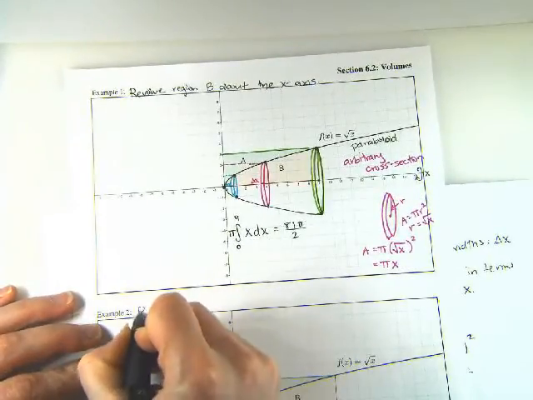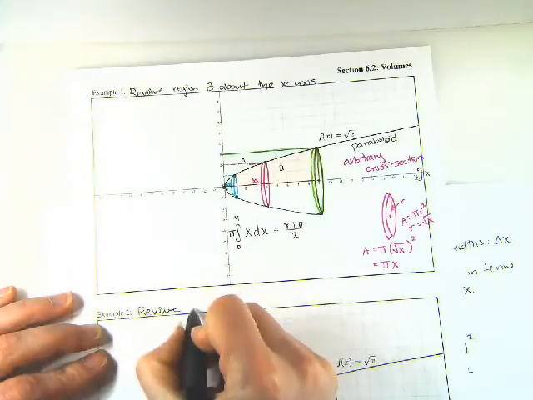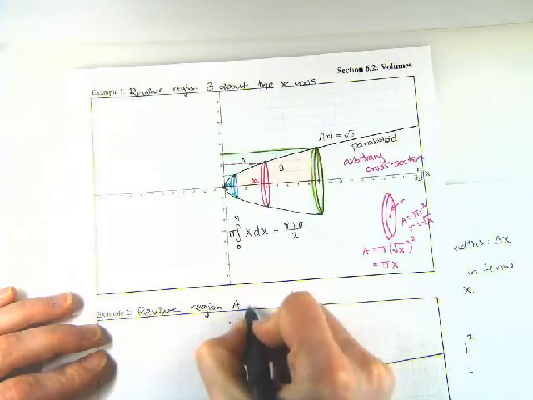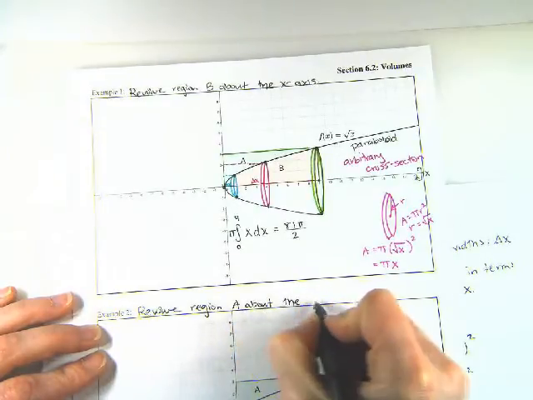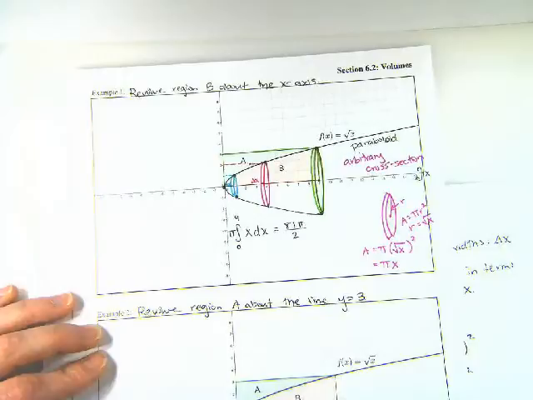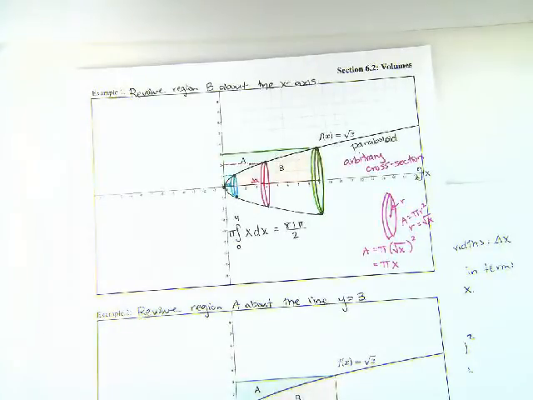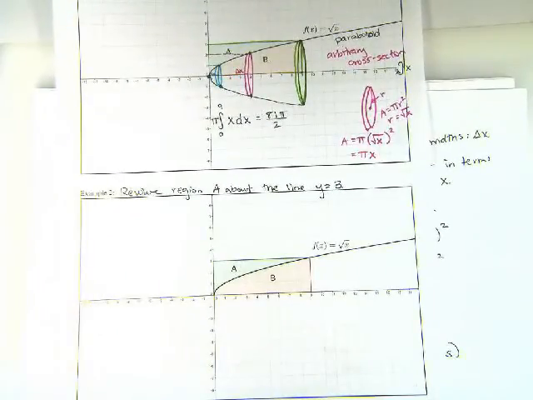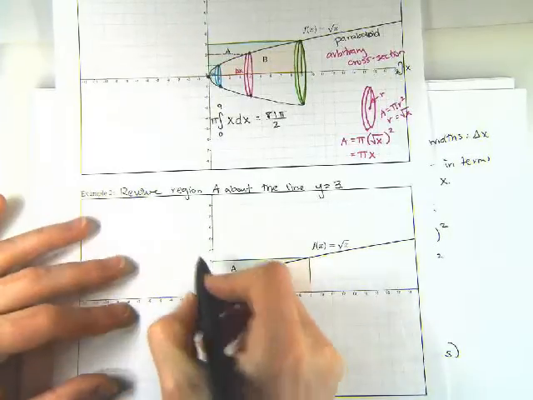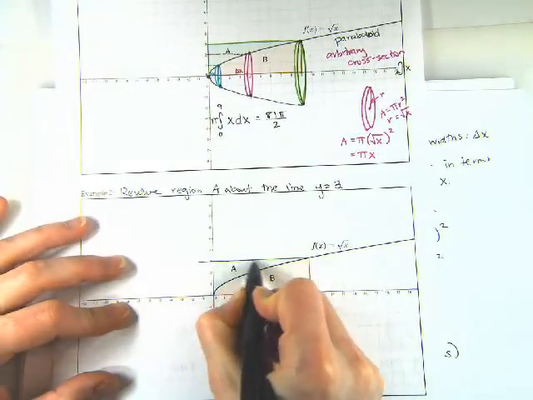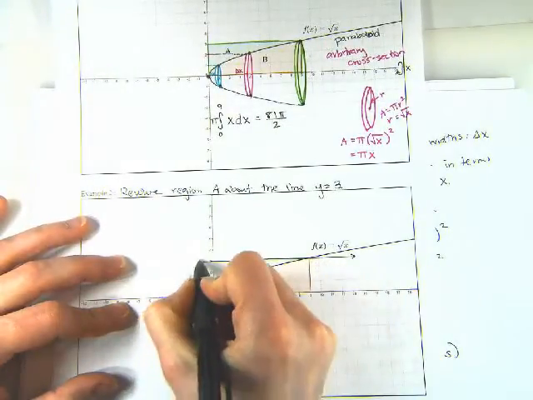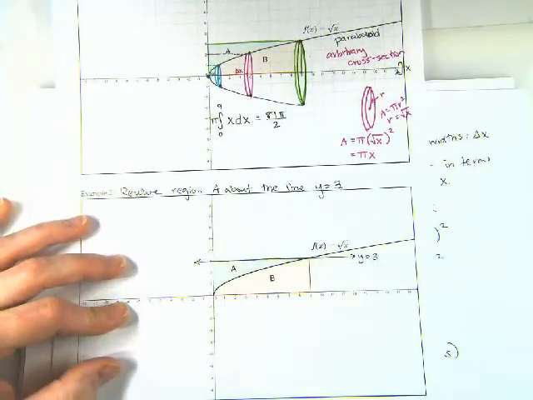This is going to be: revolve region A about the line y equals 3. So we're not going to go around an axis this time. We're going to go around y equals 3, which would be a horizontal line, right? Let's go ahead and start by drawing the line y equals 3. Okay, here's the line y equals 3.